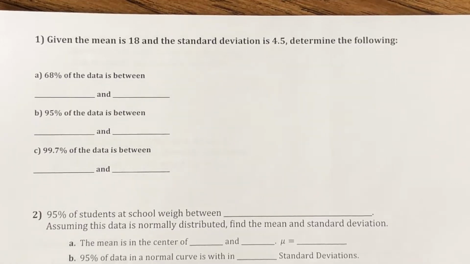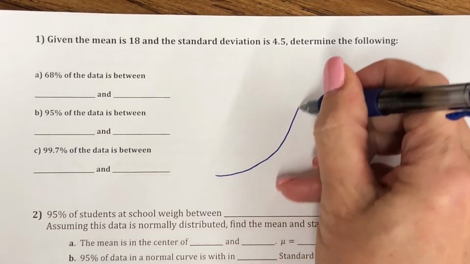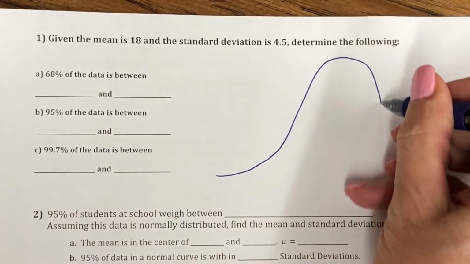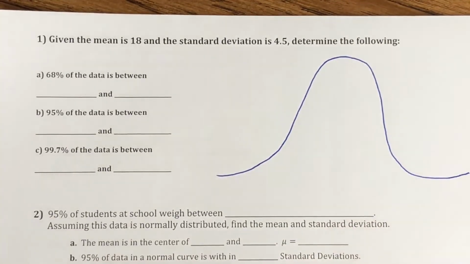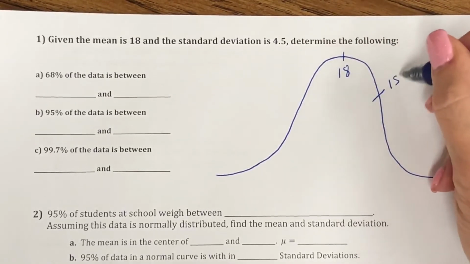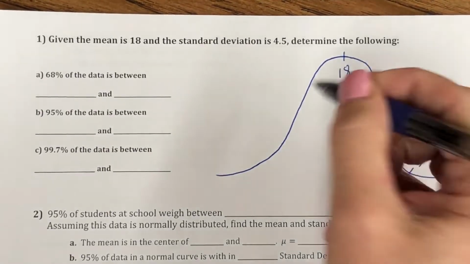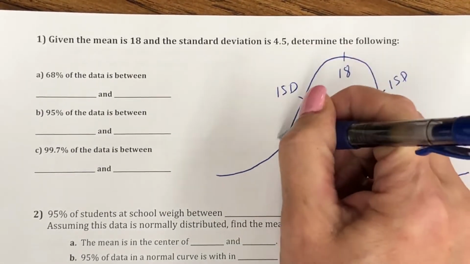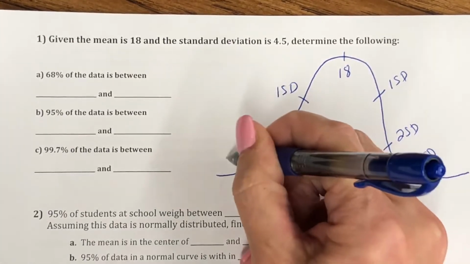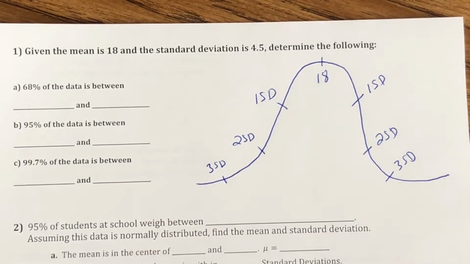On number 1, we're given that the mean is 18 and the standard deviation is 4.5. Let's go ahead and find our first, second, and third standard deviations on our graph here. So up here we have our mean, which is 18. Here's 1 standard deviation, 2 standard deviations, 3 standard deviations here on the right. Left, 1 standard deviation, 2 standard deviations, and 3 standard deviations. This obviously is not to scale. It's just to help me visualize what's going on here.